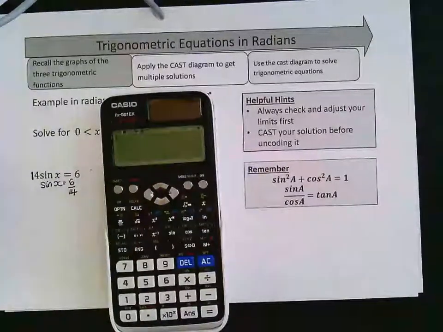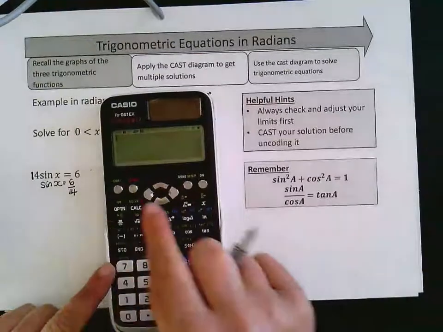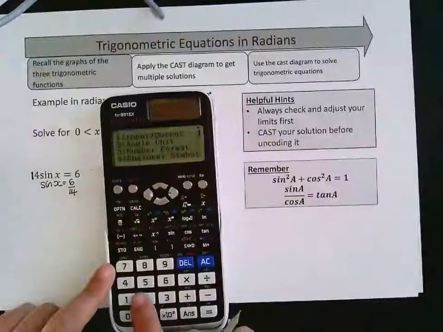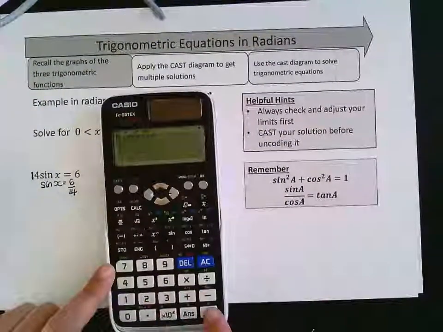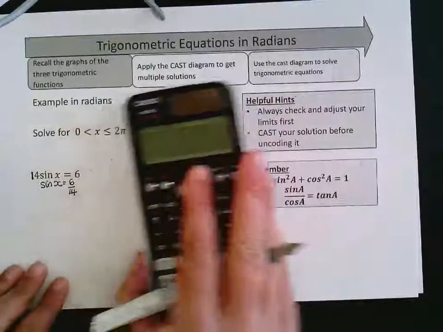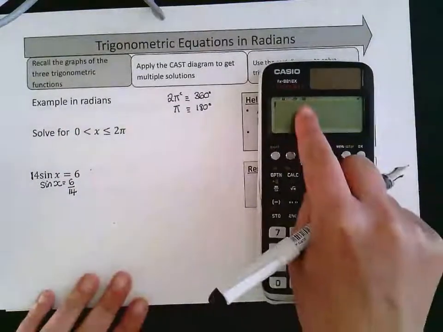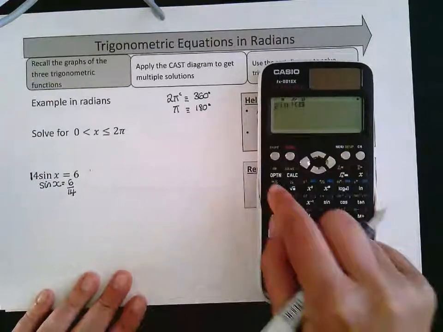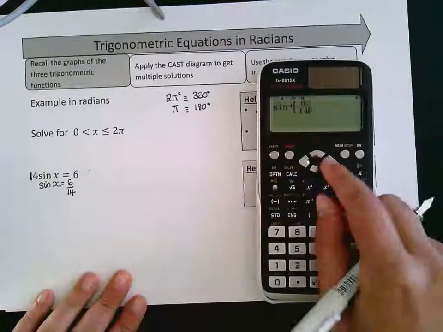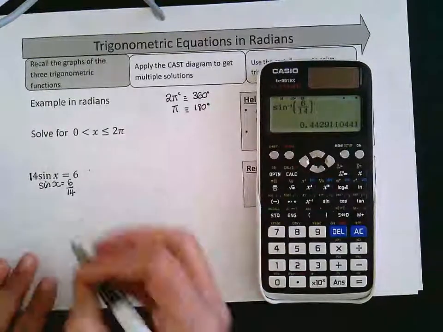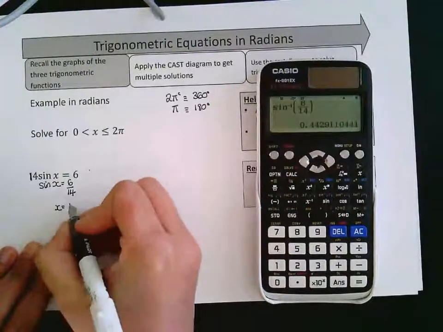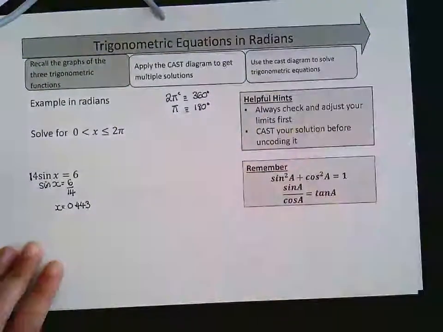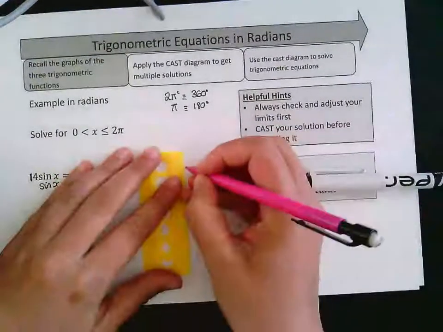Before I do anything, I need to get into radian mode. So I'm going to do shift, menu to get to setup, angle unit is number 2, and click on 2 for radian. So now I should have a little r at the top. Whenever you use sine, cos or tan, you need to make sure whether you're in degrees mode or radian mode. So shift sine of 6 over 14 is 0.443 to 3 significant figures.